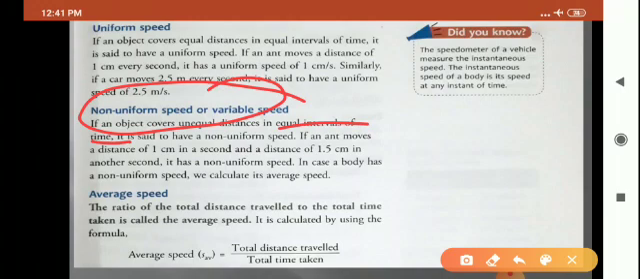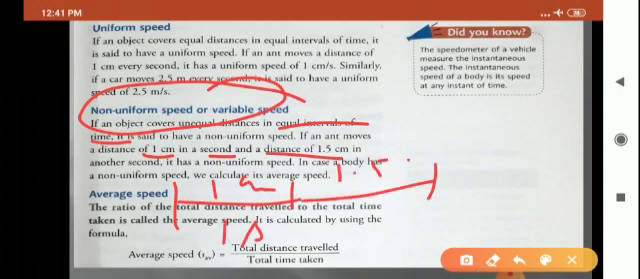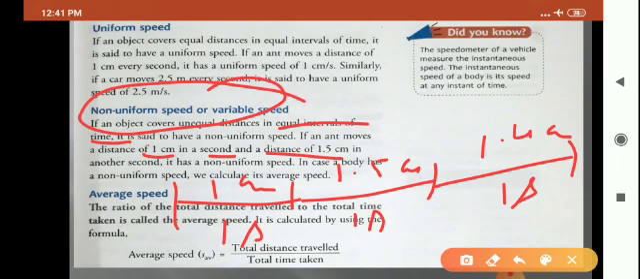Suppose an ant moves a distance of 1 centimeter in 1 second and a distance of 1.5 centimeter in another second, then 1.4 centimeter in another 1 second. So here the ant is covering unequal distances in equal intervals of time. I suppose children I am clear to you. When an object covers unequal distances in equal intervals of time, it is said to be non-uniform or variable speed. And when an object covers equal distances in equal intervals of time, it is said to be a uniform speed.